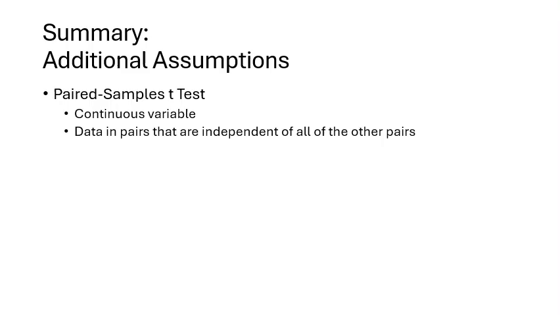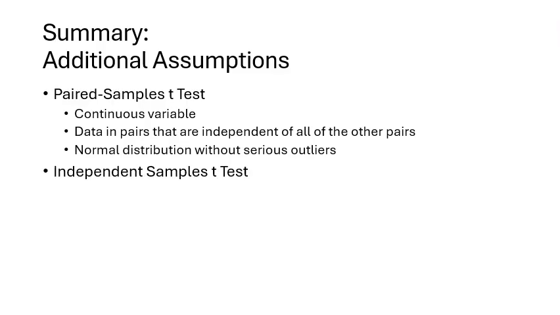So to summarize these additional assumptions, in the paired samples t-test, like the one sample t-test, we need a continuous variable. Here we need data in pairs that are independent of all the other pairs, and we need a normal distribution without serious outliers. In the independent samples t-test, we need, like the other tests, continuous variables.